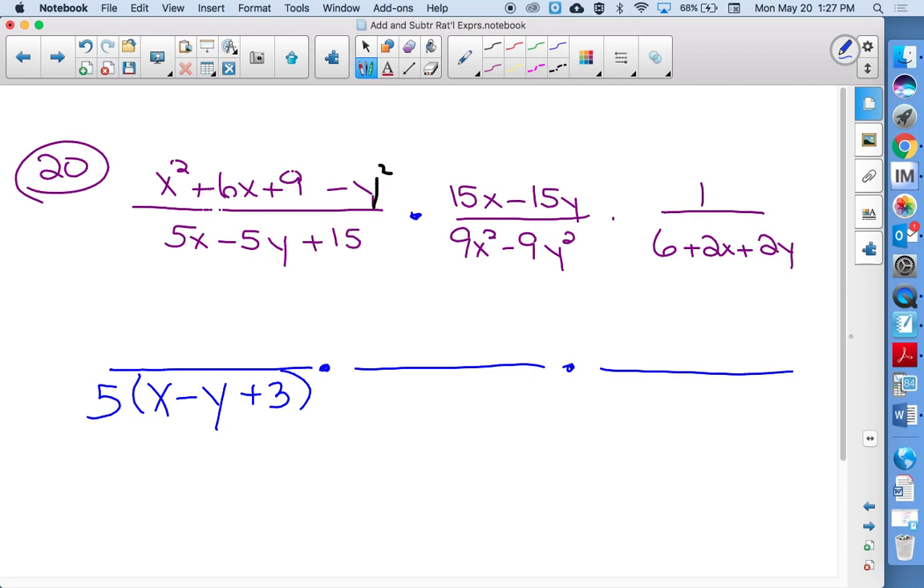How about the middle numerator, Kate? Factor out a 15.